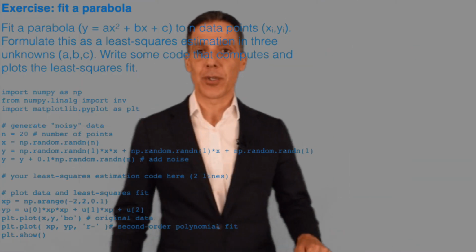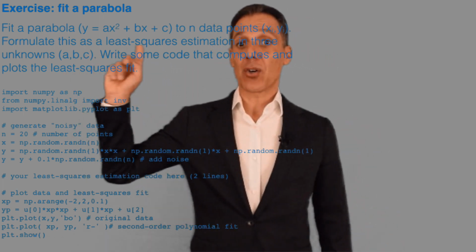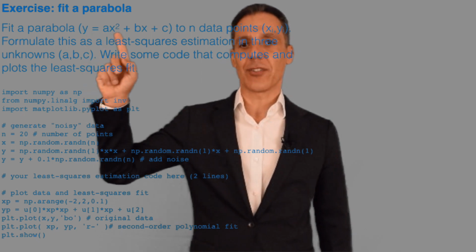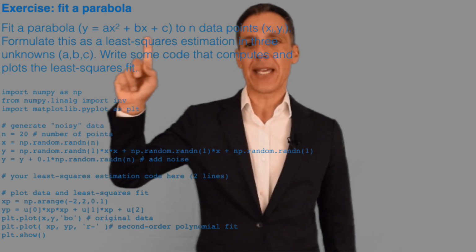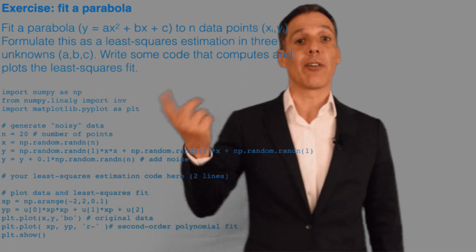Welcome back. As promised, we are going to do a drill in this segment. So here it is. Please fit a parabola, and I'm giving you the form here: y, that's the data point of course, is equal to ax squared plus bx plus c, where of course a, b, and c, the quadratic, the linear, and the constant terms, are unknown.